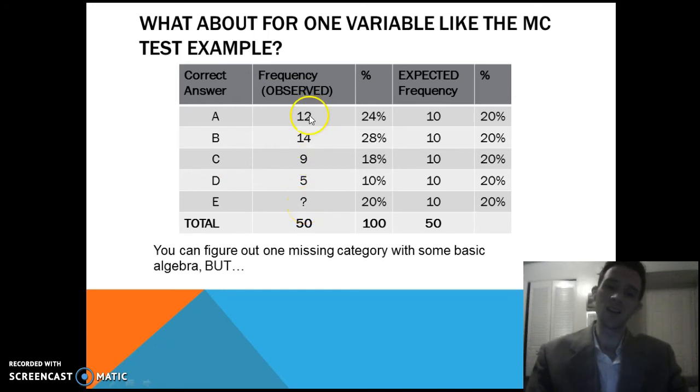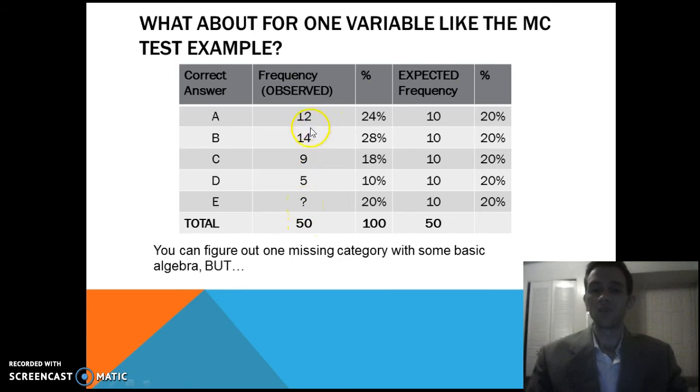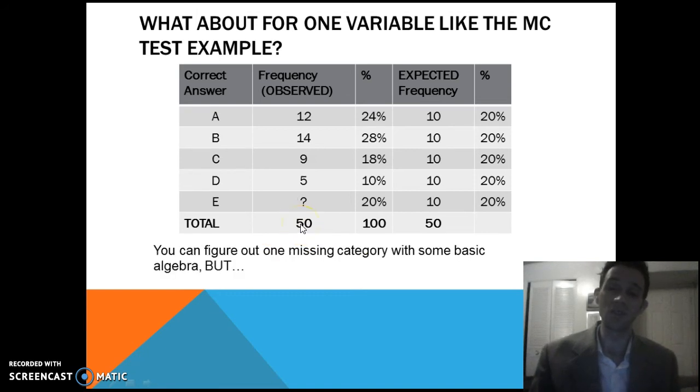Yeah, we add these up, and we know this has to add up to 50, so we just add the last 10, right? So 12 plus 14 plus 9 plus 5 gives us 40, so E is going to be 10, and that gives us our 50. Because we know this total of 50, we can take away one cell and we still know what's going to go there, just with some basic math.